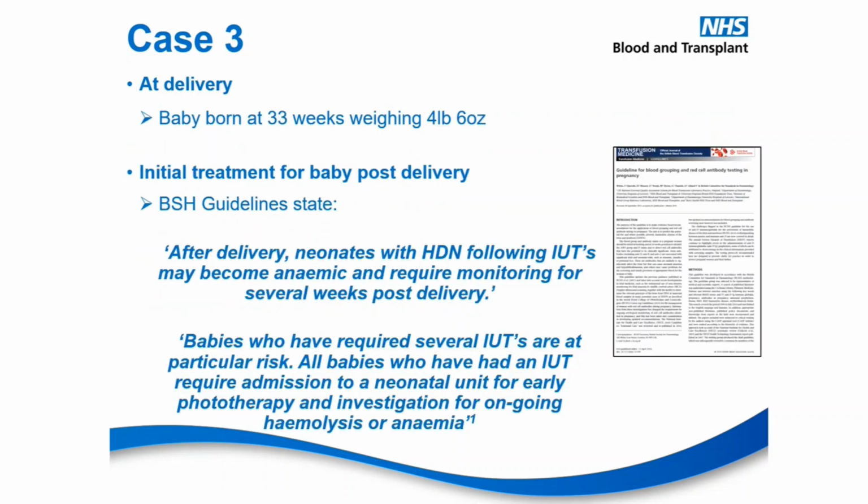So at delivery, the baby was born at 33 weeks, weighing 4 pounds, 6 ounces. The initial treatment for baby post-delivery, we've got an excerpt from the guidelines here, that after delivery neonates with HDFN following IUTs may become anemic and require additional monitoring for these several weeks. So they're still obviously high risk babies. And babies who required several IUTs are at particular risk. This baby has required 9 different IUTs. All babies who've had IUT require admission to the neonatal unit for early phototherapy and investigation for ongoing hemolysis or anemia. Sorry, I can't speak.